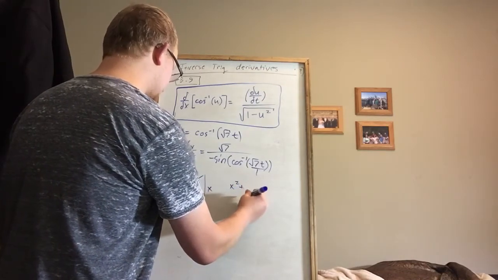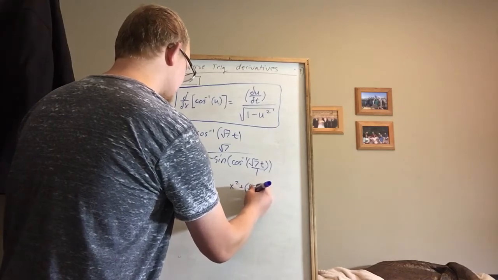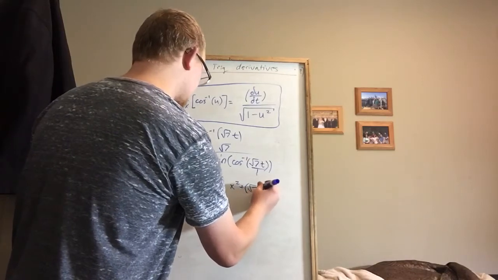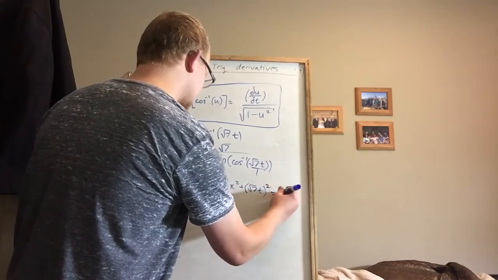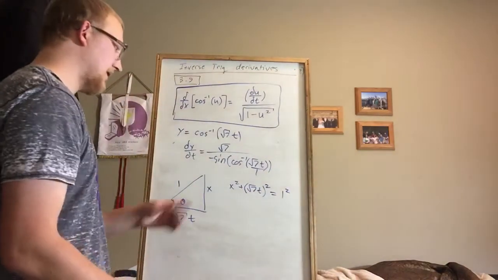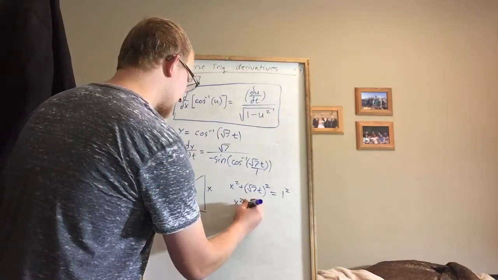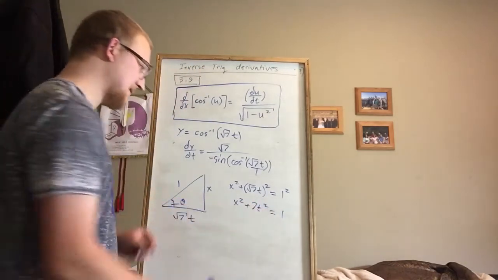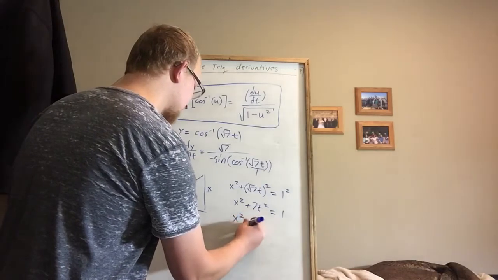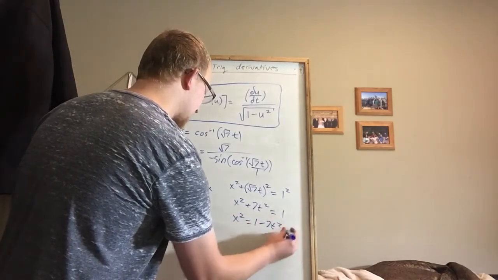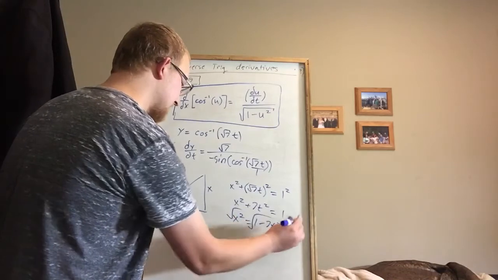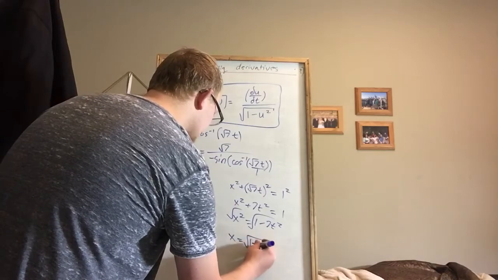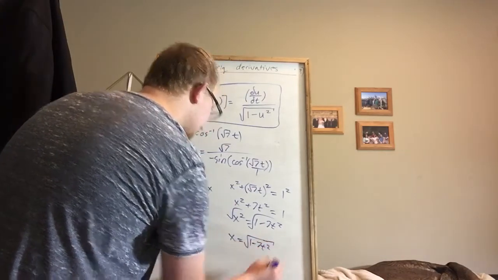We know due to the Pythagorean theorem that opposite squared plus adjacent squared is equal to hypotenuse squared. What we end up with is x squared plus (root 7 t) squared equals 1. We'll subtract the 7t squared over. x squared equals 1 minus 7t squared. And then we're going to take the root of both sides to get x all by itself: x equals the square root of 1 minus 7t squared.